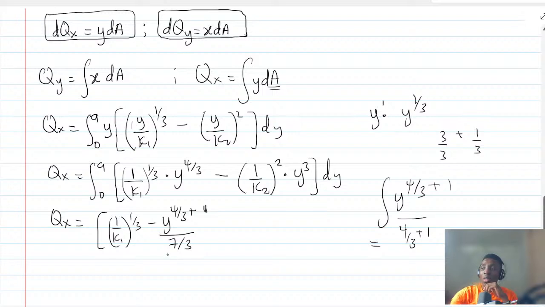And then from here, this is just the first part. So minus, this one is a constant, so it doesn't take part in the integration. We can bring it outside the integration sign. And then this one here is y cubed.